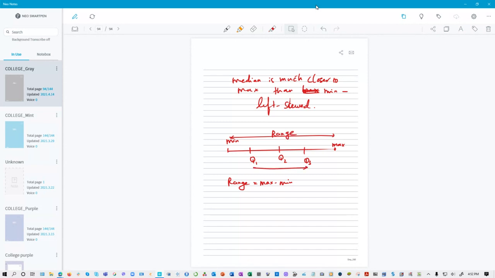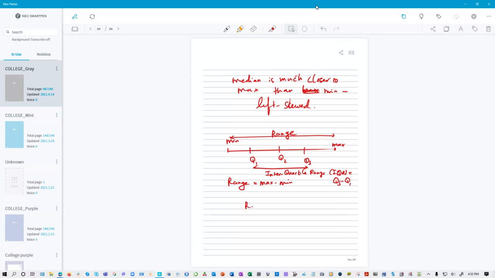They're going to call this another range. That's called the interquartile range, the IQR. IQR is nothing but Q3 minus Q1. See?